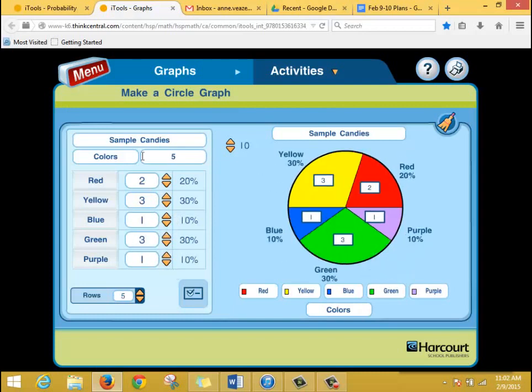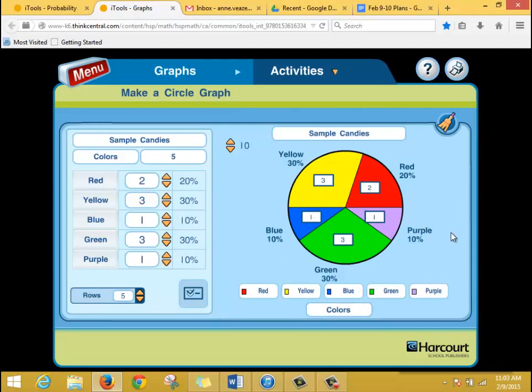Okay. So we've now inputted the numbers that we had out of 10, and we've turned it into a percentage. So 2 out of 10 is 20%. 3 out of 10 is 30%. 1 out of 10, 10%. 3 out of 10, 30%. And 1 out of 10, again, 10%. So you can see that now a circle graph represents that.